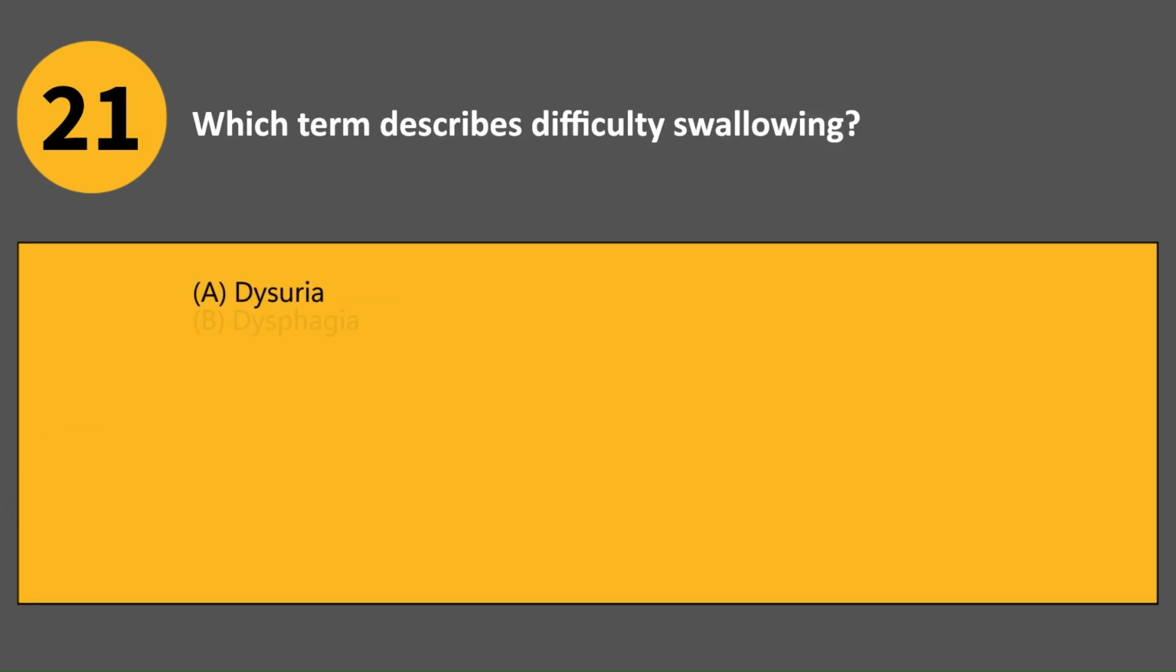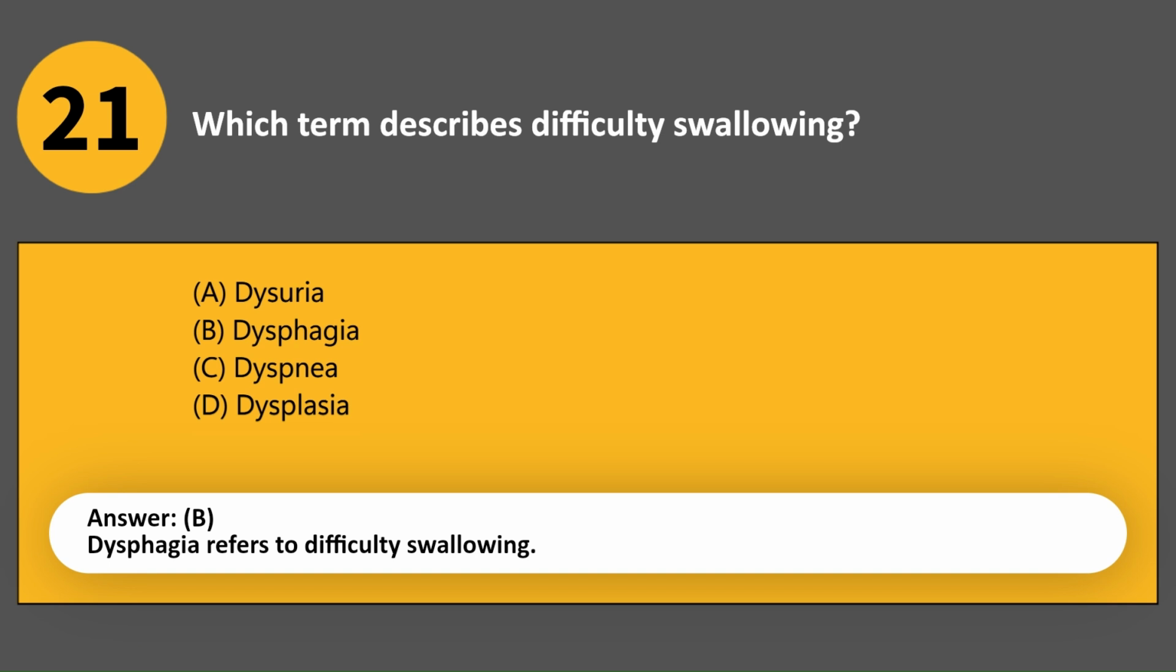Which term describes difficulty swallowing? A. Dysuria. B. Dysphagia. C. Dyspnea. D. Dysplasia. Answer, B. Dysphagia refers to difficulty swallowing.